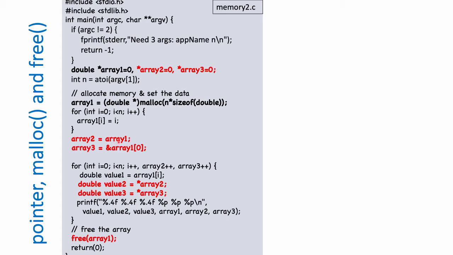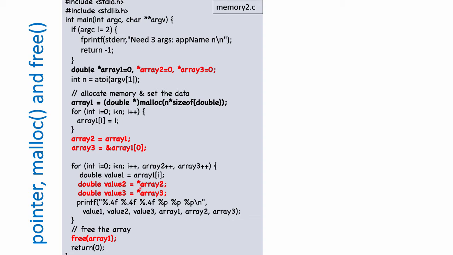So what this will do is copy in memory into array2 whatever is currently in array1, which so happens to be whatever the address that was returned from malloc. And for array3, I'm assigning it initially the address of the first component of array1, which should also be the same thing as array2.